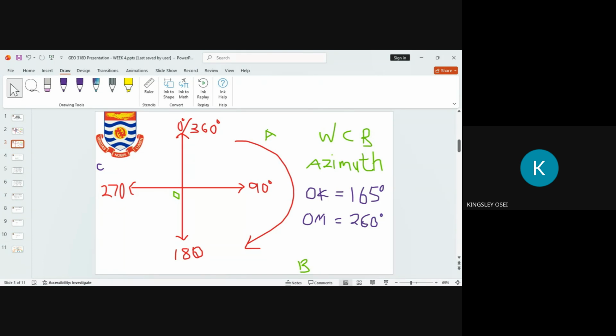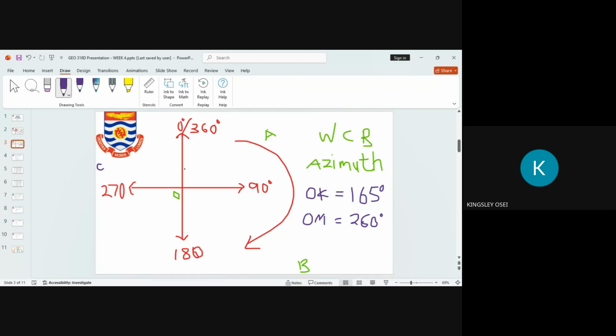First thing is that the rule says the angle is measured from the north. Where is my north on the cardinal here? It is this direction. So if I want to see where OK will lie, from the north here I have to be turning clockwise. By the time I get to 90, I have still not exhausted the angle. The angle is 165. So I will continue my journey.